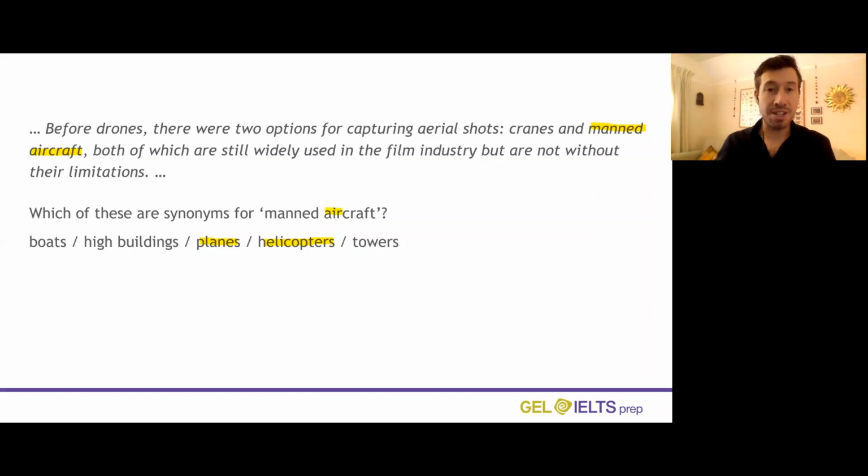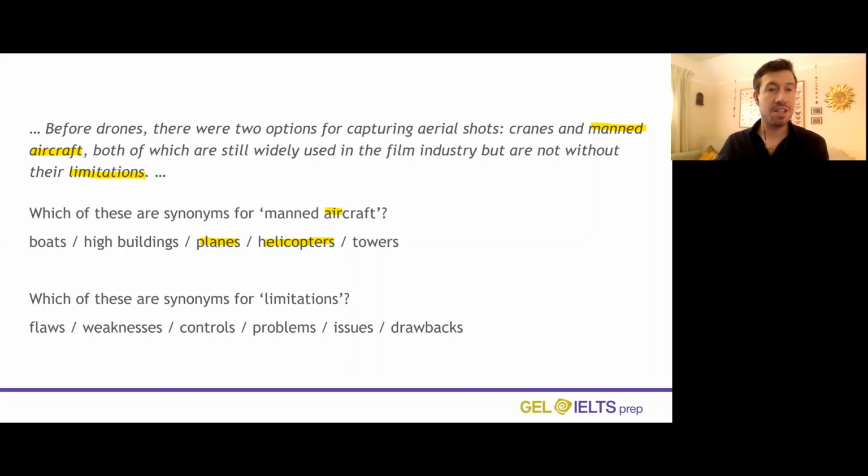Now look at question 2 below the video and find which of these are synonyms for the word limitations. We can see the word here at the end of this sentence. Is it flaws, weaknesses, controls, problems, issues, or drawbacks? Again, I'll give you 10 to 15 seconds to try that.